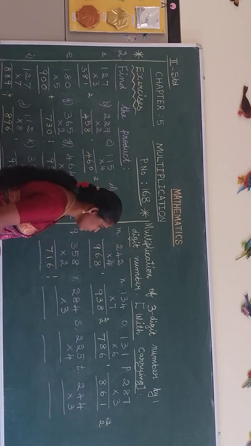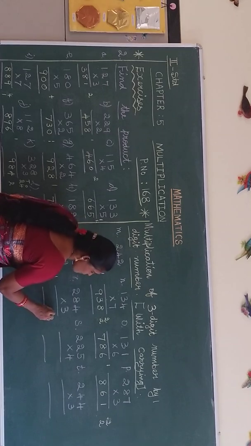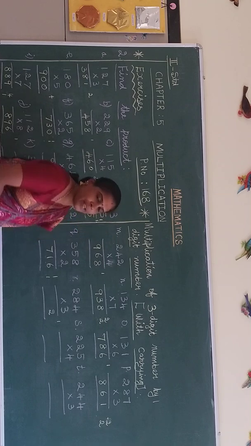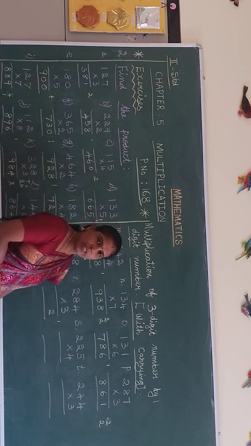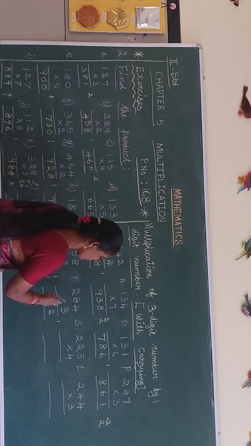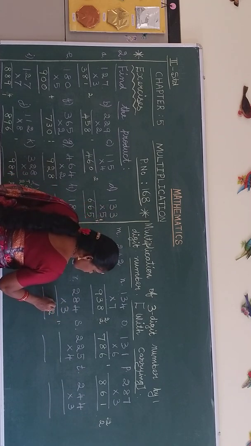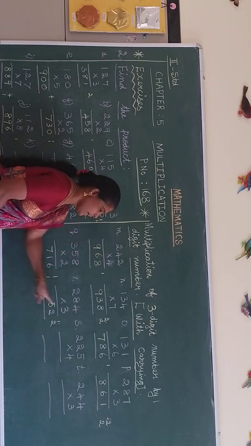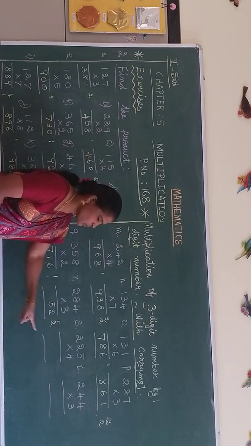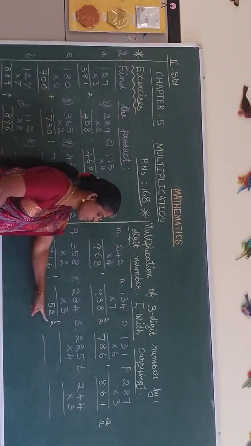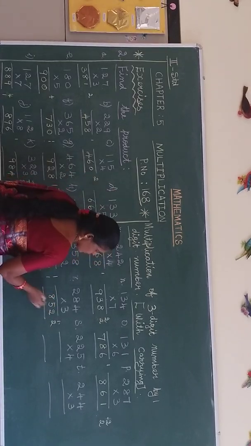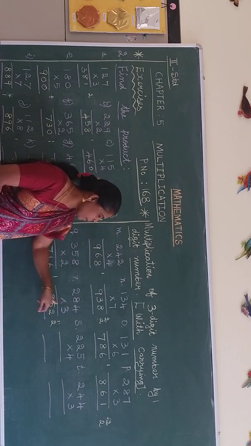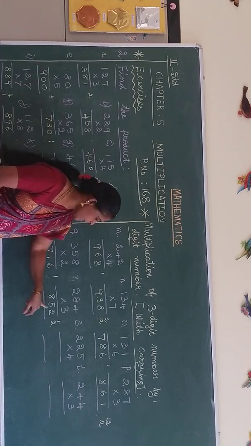Come to next sum. 284 multiplied by 3. 3 4s are 12. In this 12, 2 in the ones place, 1 keep it in the side, and 3 8s are 24. 24 plus 1, 25. In this 25, 5 in the tens place, 2 in the side, and again 3 2s are 6. You should add this 2. 6 plus 2, 8. 284 multiplied by 3 is equal to 852.